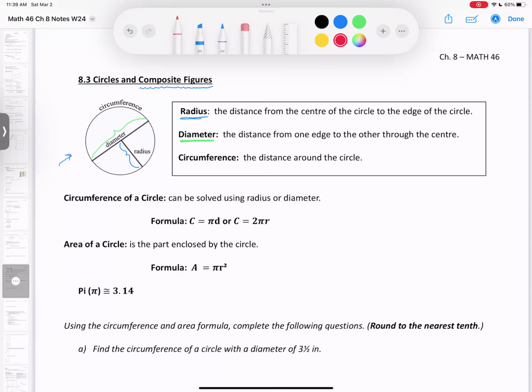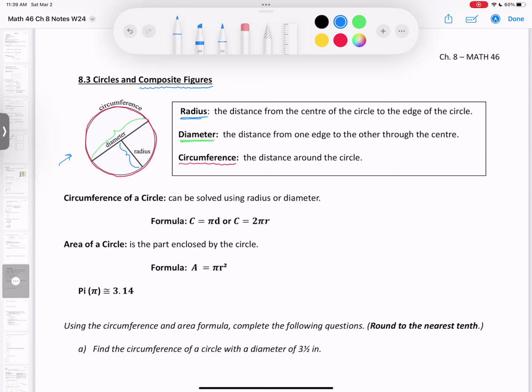And the final bit of terminology is the circumference. So that would be the length if you were, let's say, to take a string and drop it all the way around this pizza. And then you could maybe uncoil it and measure it. That distance all the way around the pizza is the circumference. So its circumference is the distance around the circle.